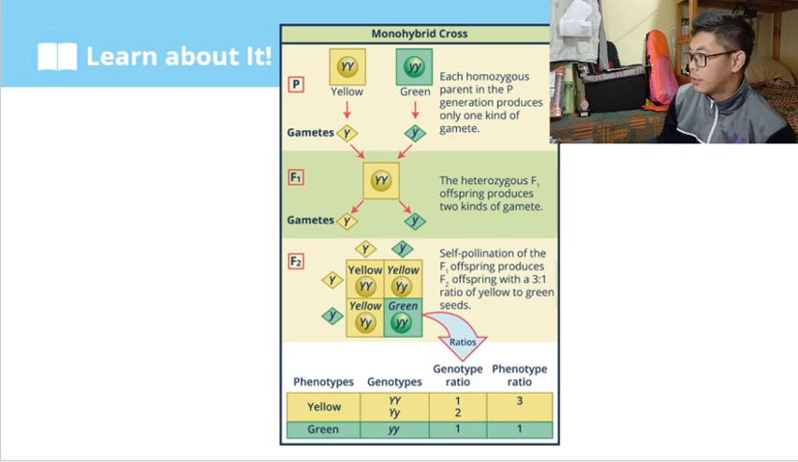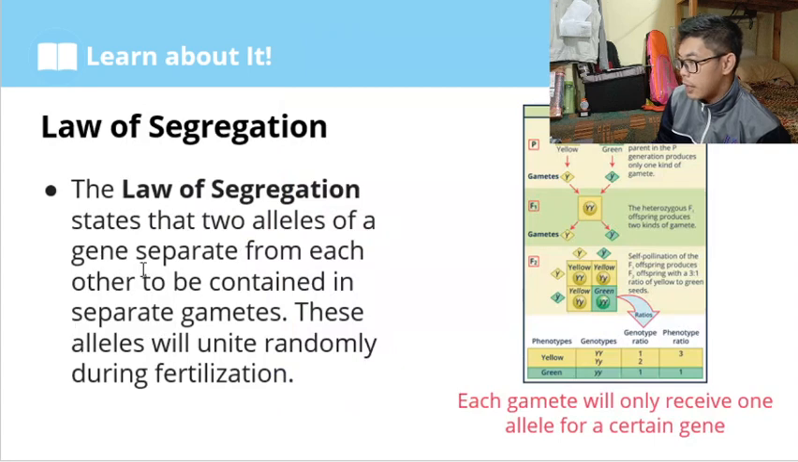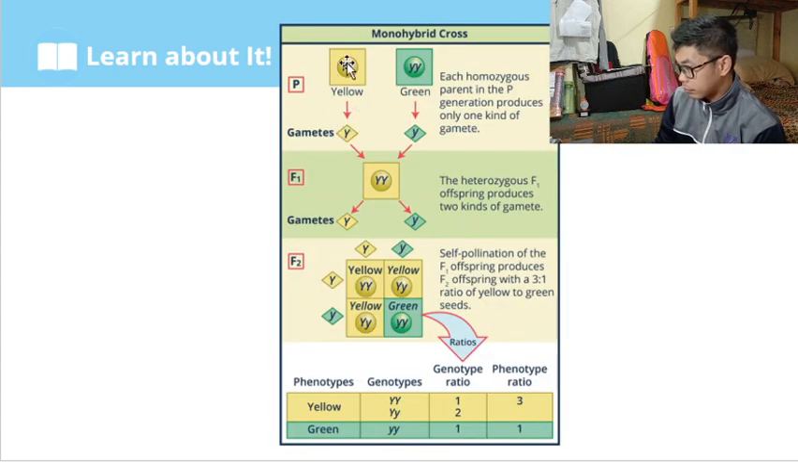Alright, so it says here, each has individuality, or genes separate from each other to be contained in separate gametes. These cells will unite randomly during fertilization. So it says here, these are the gametes of the parents, the parental generation. They have gametes with different letters. Each homozygous parent in the P generation produces only one kind of gamete. So just one. We see here capital Y and capital Y.